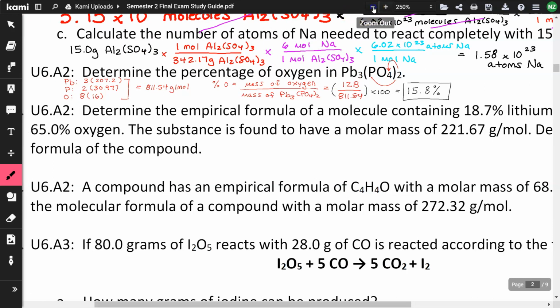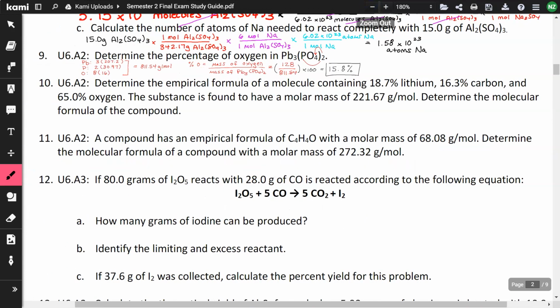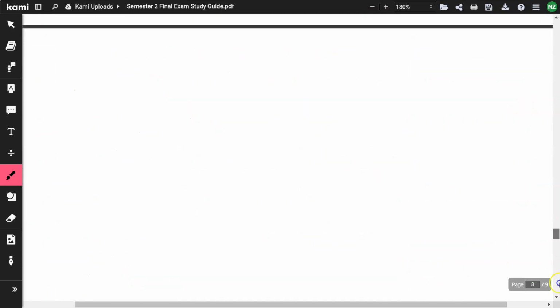Number 10 is an empirical formula. So 10 says, determine the empirical formula of a molecule containing 18.7% lithium, 16.3% carbon, and 65% oxygen. The substance is found to have a molar mass of 221.67 grams per mole. Determine the molecular formula of the compound. Okay, so we're going to need a little bit more space for this. So I am going to go down to a blank page.